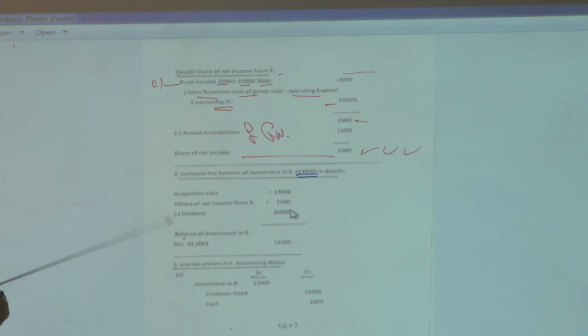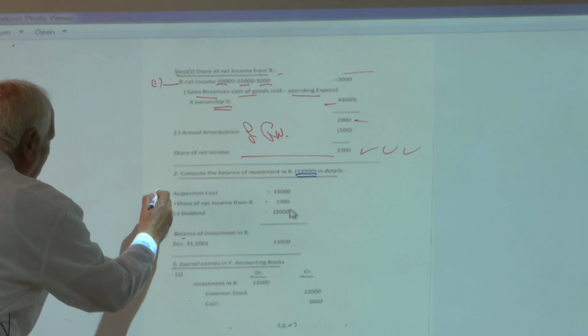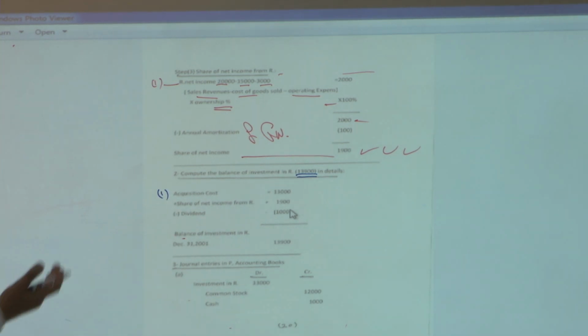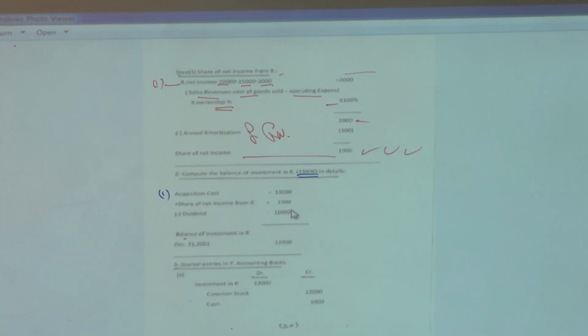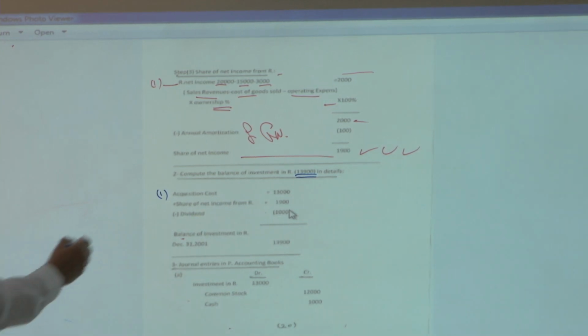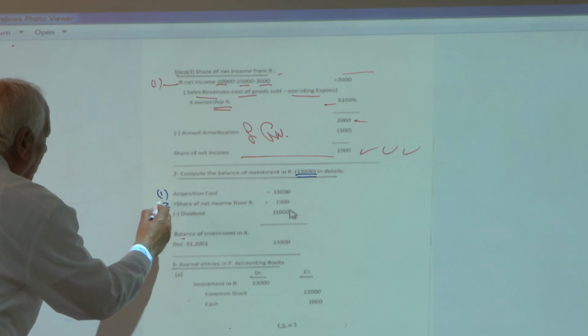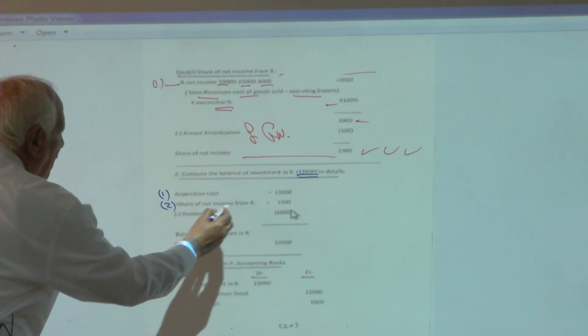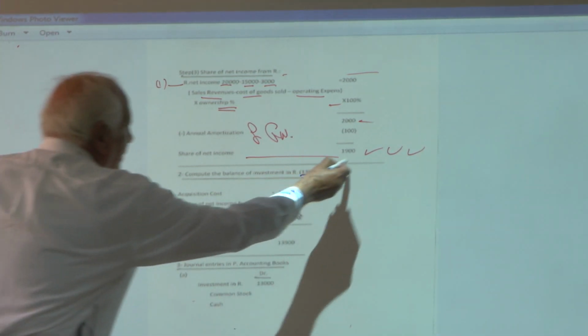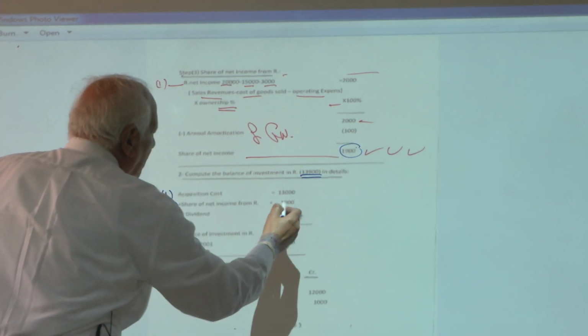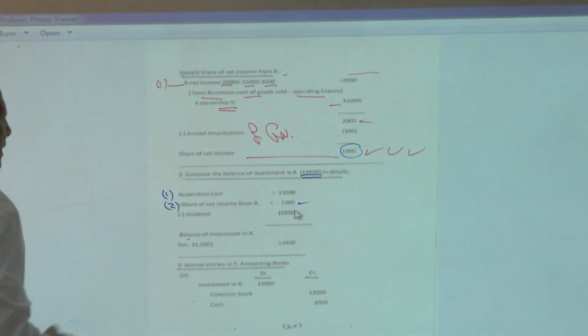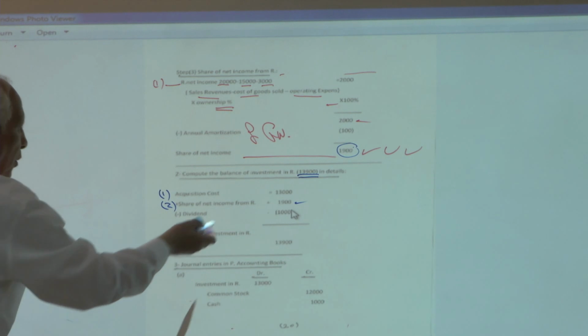To get this number, first, I'm going to write here number 1. You need to find the acquisition cost. I think we know this from the beginning. Acquisition cost, 13,000. Remember? And add number 2, share of net income from R, which is this number. I put it here, plus, minus dividend, 1,000.